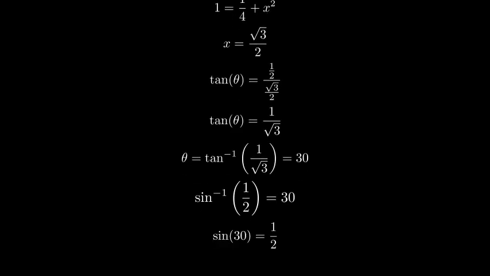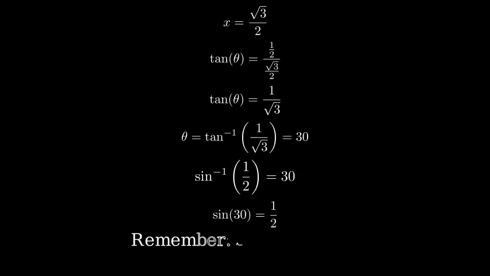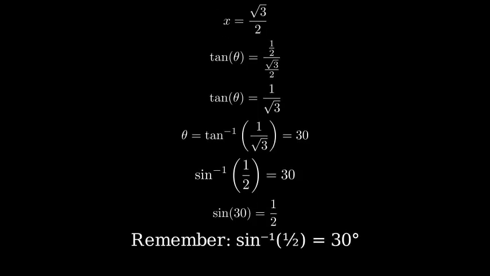We can verify this. Sine of 30 degrees does indeed equal 1/2. This is one of the special angles on the unit circle that you should memorize. And that's how we find the value of sine inverse of 1/2 using the unit circle and right triangle trigonometry.